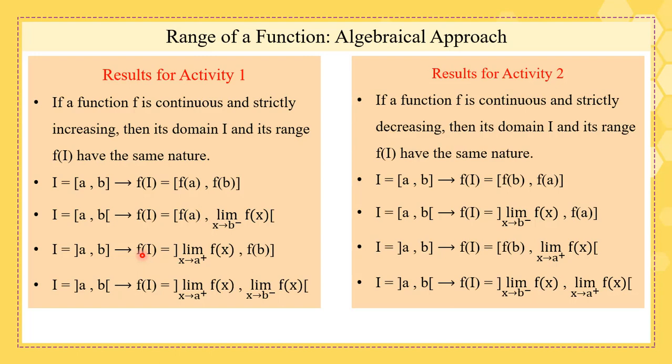Okay, now here we have the table of results for activities 1 and 2. Remember, if f is continuous and strictly increasing, then we can say that I and f of I have the same nature, and this happens also if f is strictly decreasing. Now let's see here. If we have a closed interval [A, B], its image would be [f(A), f(B)], whereas if we have a closed interval [A, B] here, its image would be [f(B), f(A)]. We have to flip the boundaries in case f is decreasing.